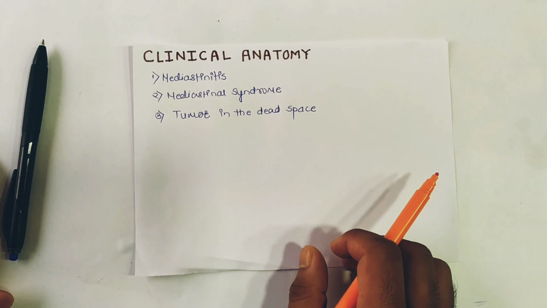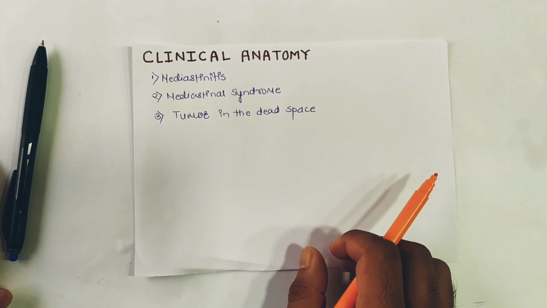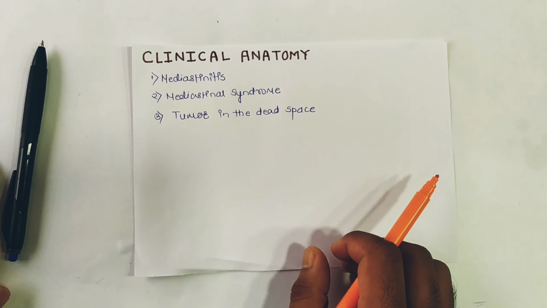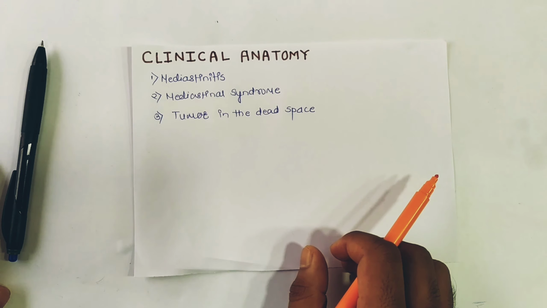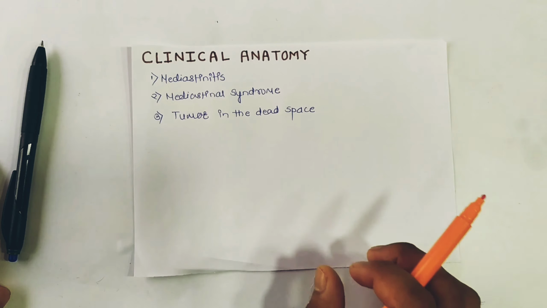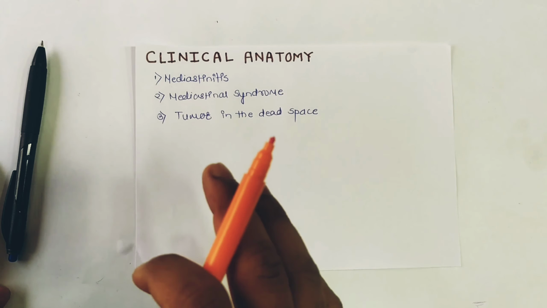So in the exam you have to write applied anatomy as well. In the applied anatomy you can write mediastinitis, that is inflammation of the mediastinum. It occurs from the neck, okay. There is one important syndrome, that is the mediastinal syndrome. What is the mediastinal syndrome? Mediastinal syndrome is a compression of mediastinal structures by any tumor giving rise to a group of symptoms. So the mediastinal syndrome is a group of symptoms.